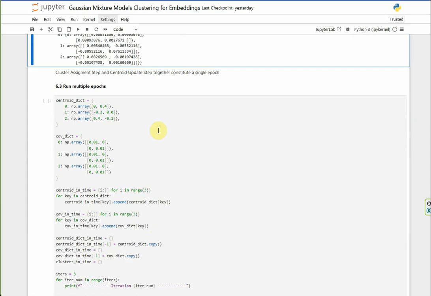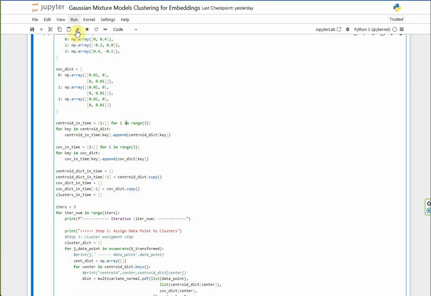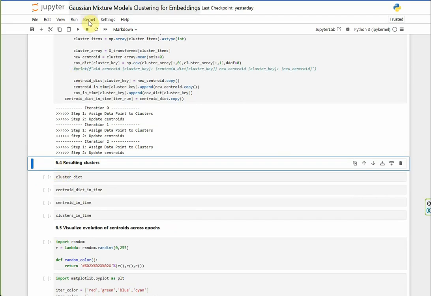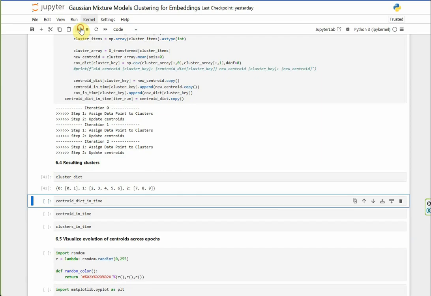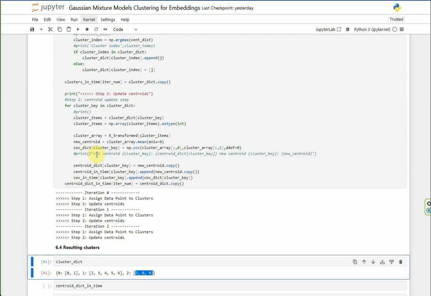Now, as in the case of k-means clustering, we will run our algorithm for multiple epochs. In this case, there will be 3 epochs. And we can see the result of the clustering for 3 epochs. First of all, we see our cluster dictionary. The cluster dictionary in this case contains 3 keys corresponding to each of the clusters. And we can notice that there is no big change from our original assignment.